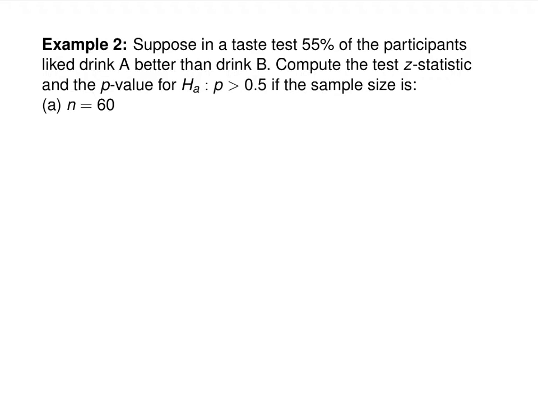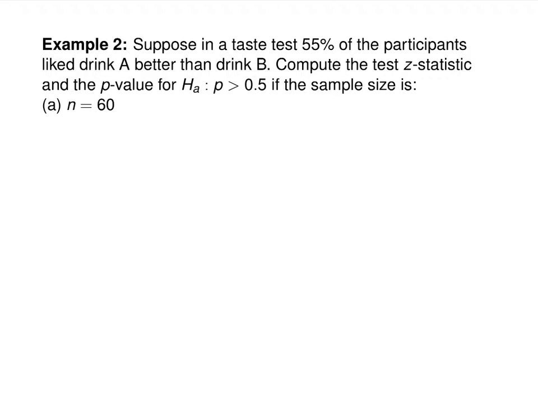Okay, suppose that in a taste test, 55% of the participants like drink A better than drink B. Think of drink A as Coke and drink B as Pepsi, where it's pretty close to half and half, and people have strong opinions. I can see Dirk shaking his head right now, like I hate Coke. There's no such thing as Pepsi. Exactly. So compute the test statistic and the p-value for this sample size.